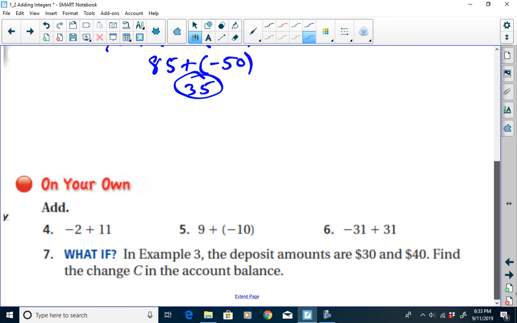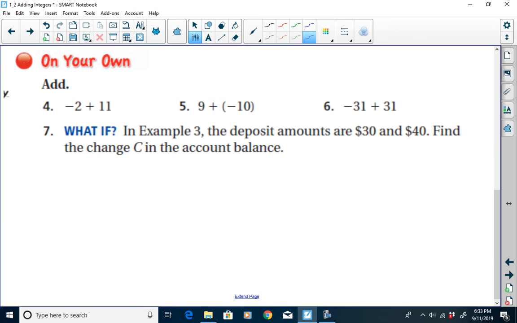Okay, try a few more examples down here. Give us some room. Problem number 4, negative 2 plus 11. I'm adding integers with opposite signs, so I have to subtract their absolute values. That's going to be 9. Take the sign of the higher absolute value number.